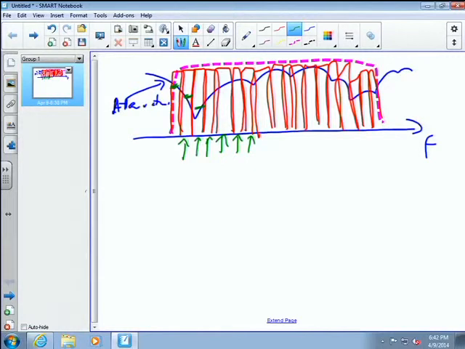But that's only the tip of the iceberg. For instance, let's say we take this attenuation, right? So we equalize it, and we saw what happened.